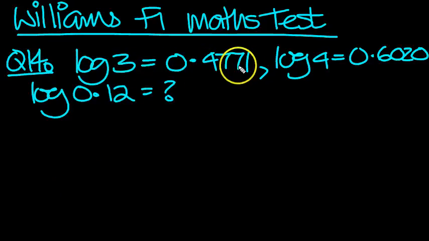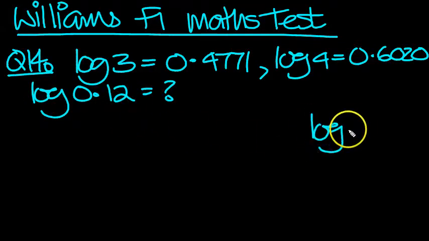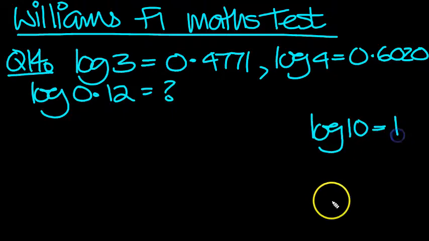Log 3 equals 0.4771. Log 4 equals 0.6020. So what is log 0.12? Well, from the previous question, we noted that log 10 was equal to 1.